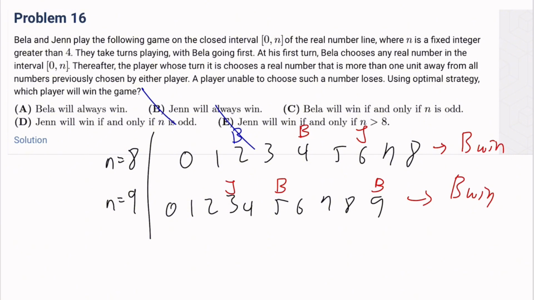No, Jen lost, right? So E is also wrong. D is also wrong, right? Bella will win if and only if n is odd. Bella won even when n is even, right? So C is also wrong. That means A is correct. Bella will always win.